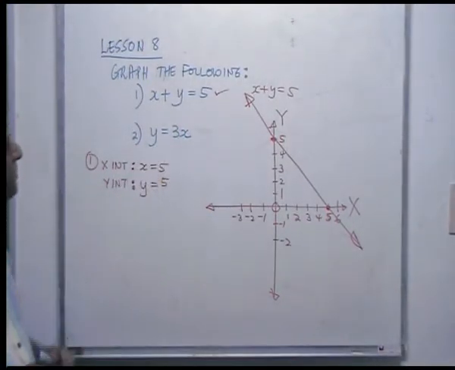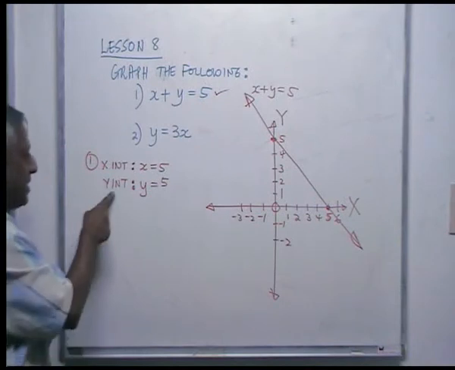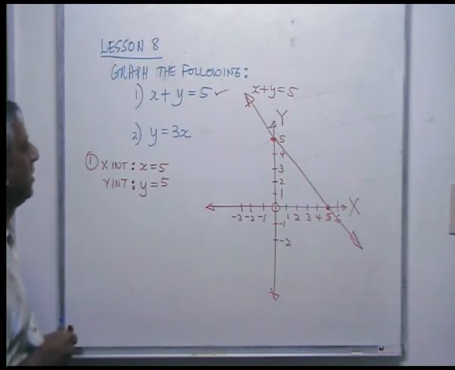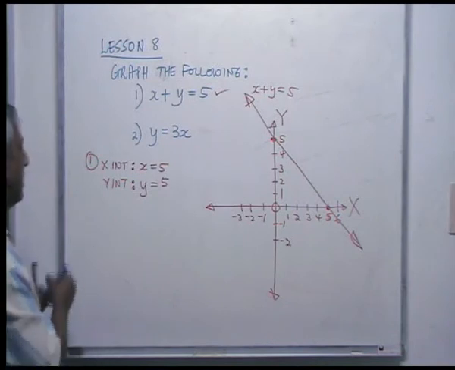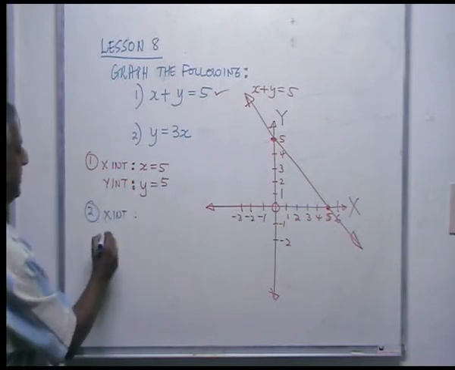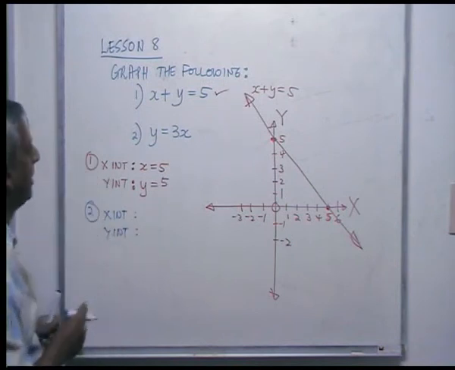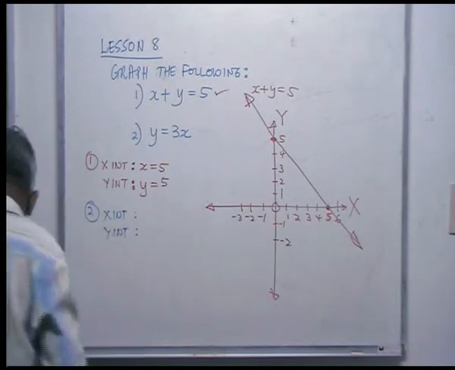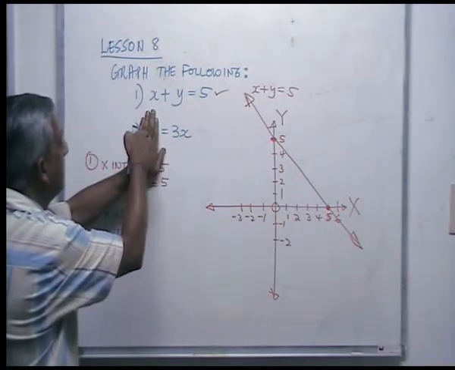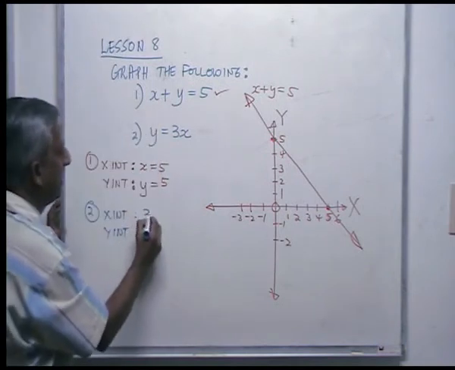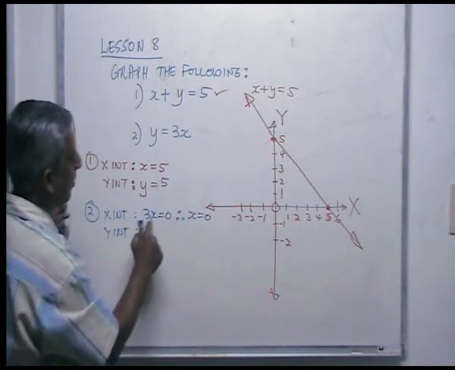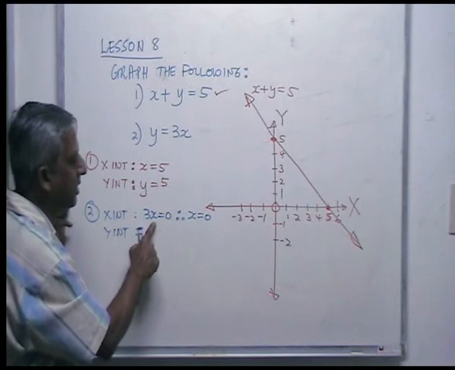Now when you look at this one, if you try this method, you'll have a problem. Well, let's try it and see what happens. Say you did number 2. You're trying the x-intercept, and then you're going to find the y-intercept. For the x-intercept, you must put y equal to 0. So you'll get 3x is equal to 0. Therefore, x is 0, because 3 times something gives me 0.